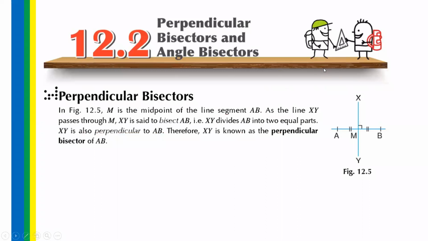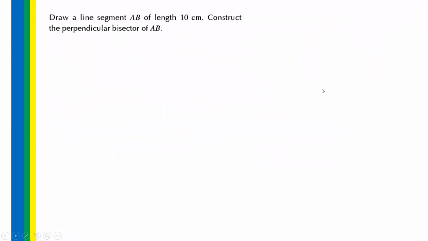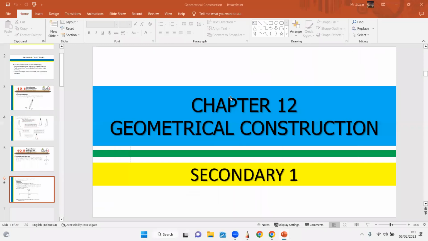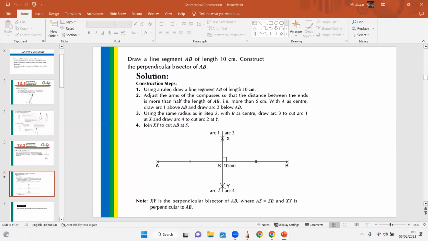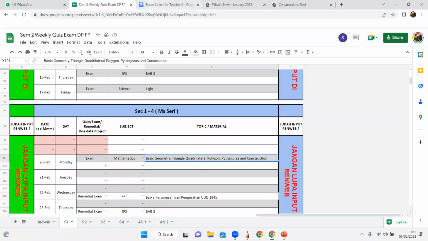Now we are going to do the perpendicular bisector and angle bisector. It's quite simple. Draw a line segment AB of length 10. Now you do it on your paper. Draw a line segment AB with the length 10 and create the perpendicular bisector of AB. Let's try. This will be very, very easy.